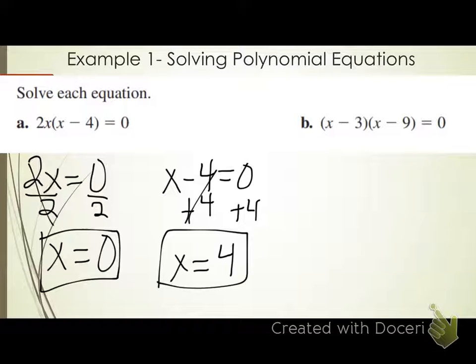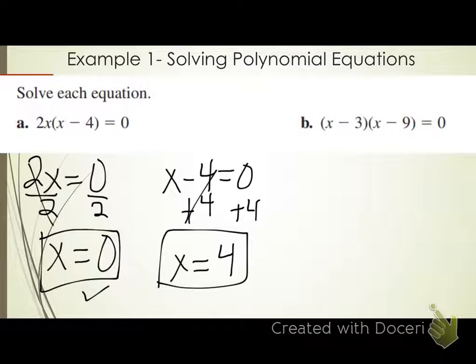Now, let's kind of check our solutions. Let's say we plug 0 in up here for our x's. What would 0 minus 4 give me in the parentheses? Negative 4. And then 2 times 0 outside the parentheses. What's 2 times 0? 0. And then 0 times negative 4 would give me 0. So does 0 equal 0? Yep. So I know this solution checks out. x equals 0 is for sure one of my solutions, or one of my roots, as we saw earlier on one of the previous slides.